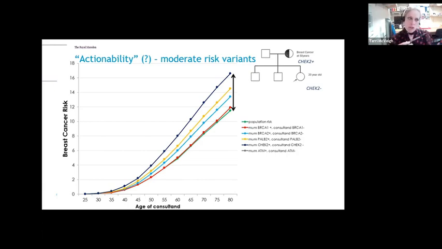So it starts to become very questionable. If you're not going to change her management, what's the point of offering her the test? And you can see the same kind of situation in somebody with an ATM variant. Her risk is still going to be greater than the population level risk, even if she hasn't inherited it. And that's why, if you look at the NHS directory, a lot of these moderate risk genes are not included on the panels yet, because we're not quite sure what to do with the carriers, but also with the non-carriers in the family. So that's TBD, essentially.